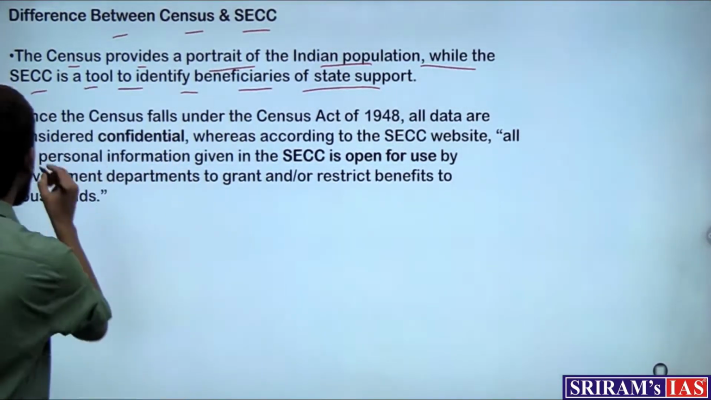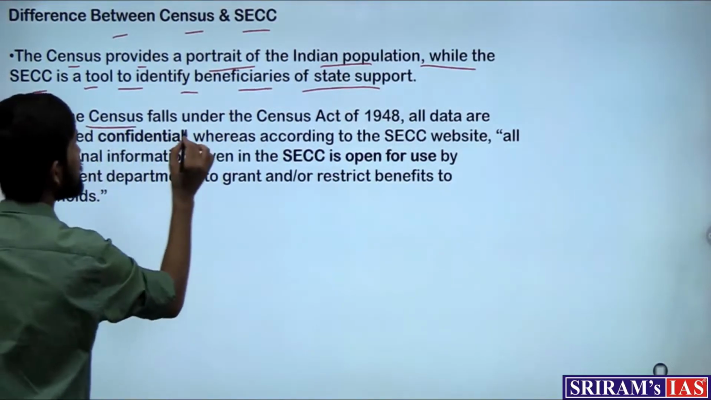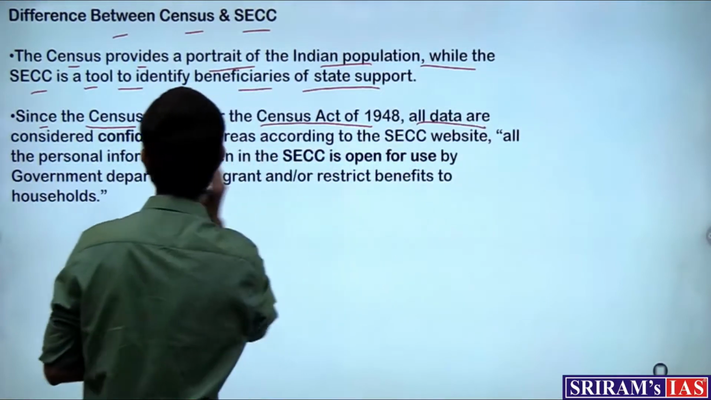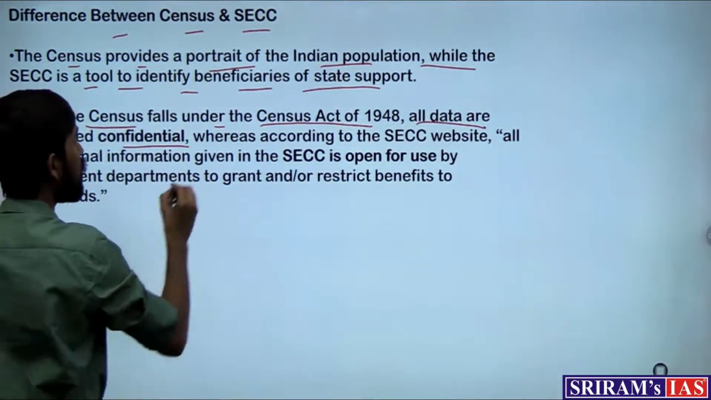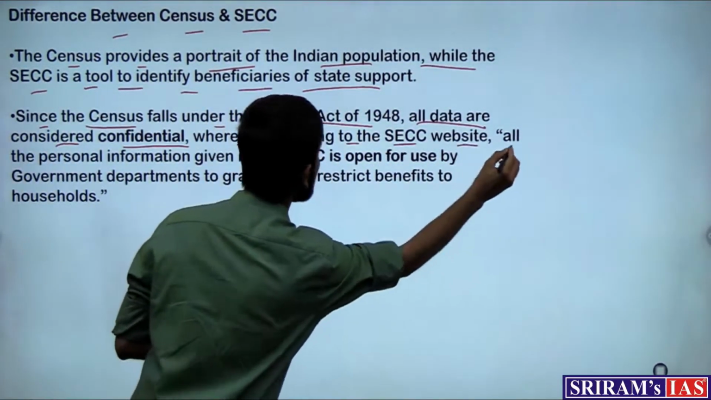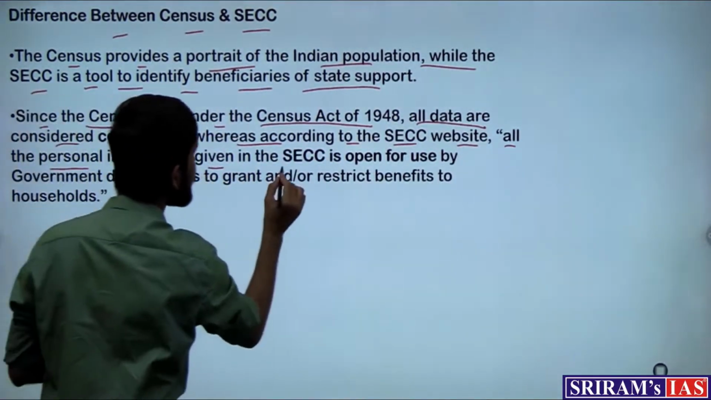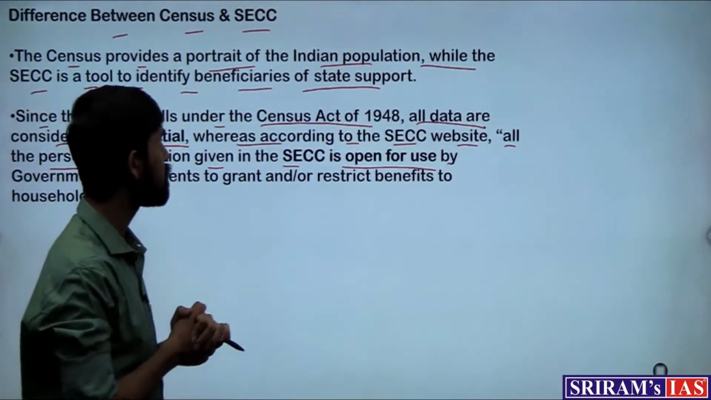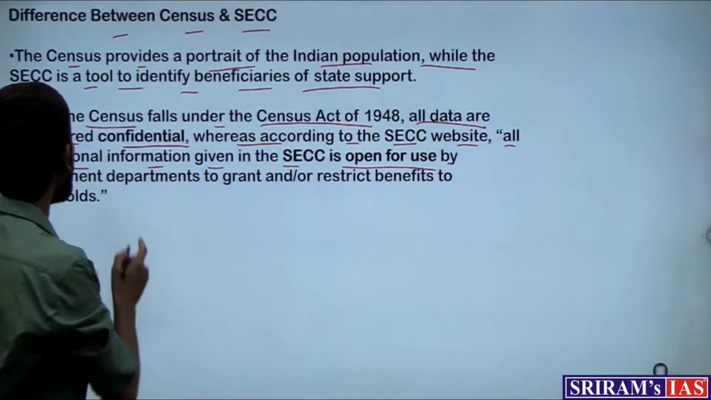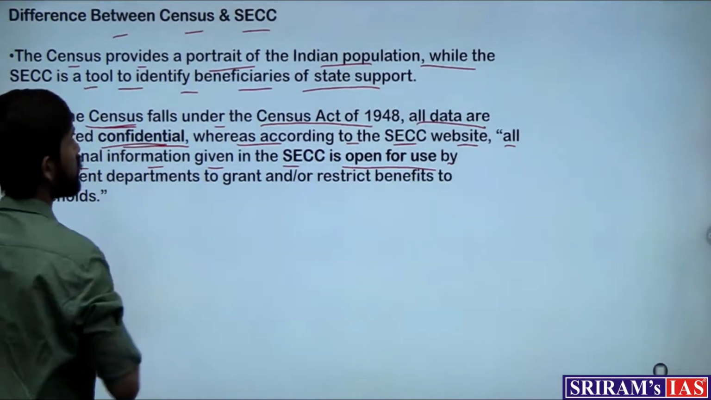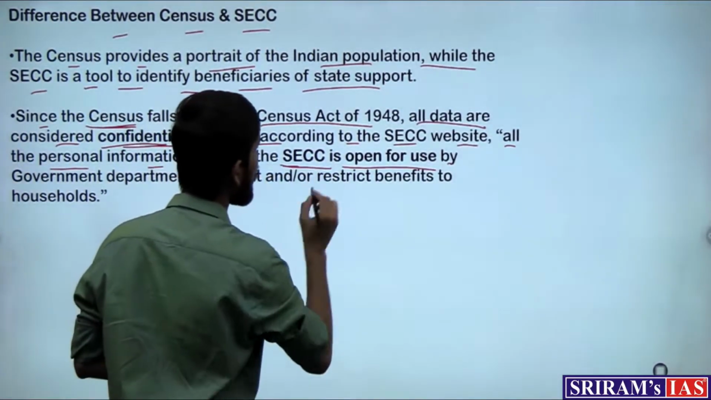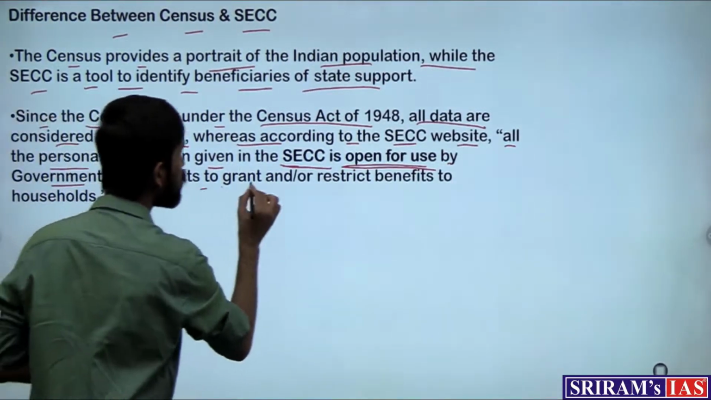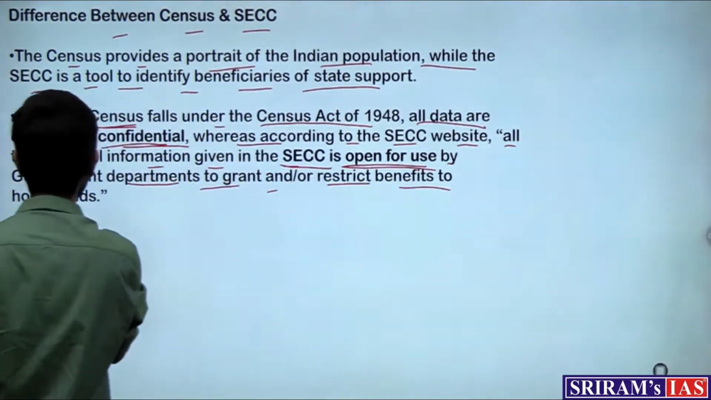And another difference is that the census is conducted under the Census Act of 1948. Therefore, all data are considered confidential, whereas according to the SEC website, all the personal information given in the SEC is open for use. So that is the difference which we can see, which becomes important for us from the prelims point of view, where in the census, the information is confidential, and in the socio-economic caste census, the information is open for use by all government departments to grant or restrict benefits to the households.